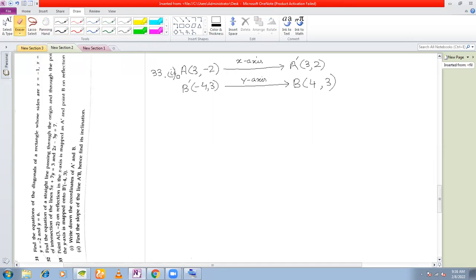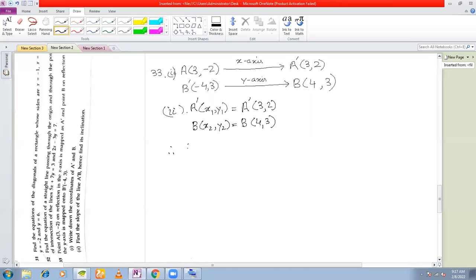We now see part 2 of the question. Part 2 is: find the slope of the line A dash B and hence find its inclination. Inclination means inclination with the x-axis, the angle. You need to find out the slope of the line A dash B. First, write down the coordinates. X1, Y1 is A dash. Coordinates of A dash is (3, 2). And let us consider B to be X2, Y2. B has coordinates (4, 3).